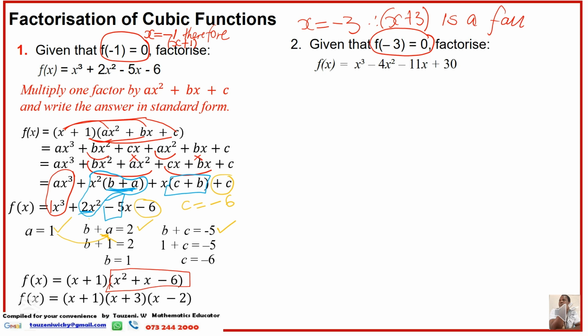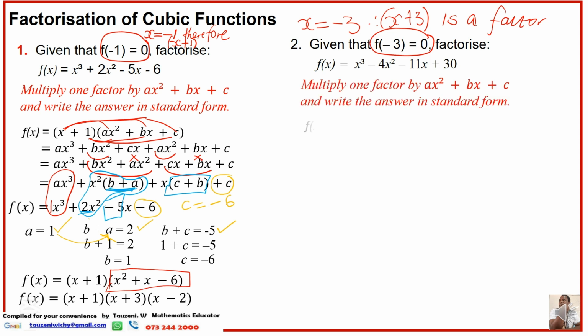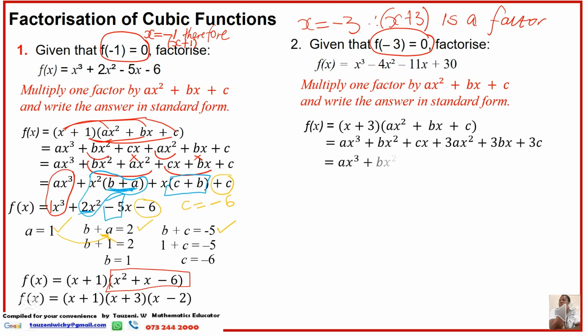x plus 3 is a factor of the expression. So we're going to multiply x plus 3 by ax squared plus bx plus c and simplify to standard form. Please take note of the multiplication that is taking place here: that times that, that times that, and that times that. Then that one we multiply, and we also multiply. That will give us our expression in expanded form.